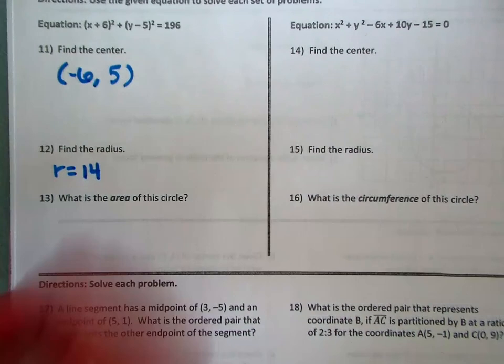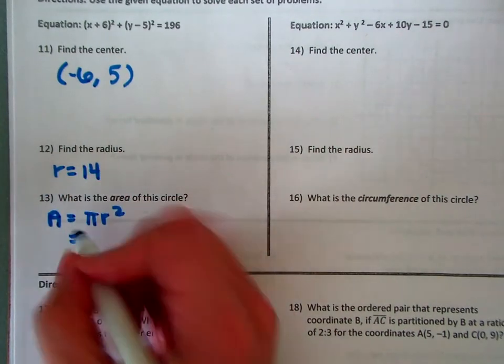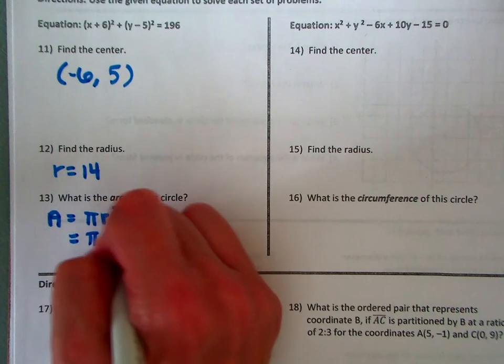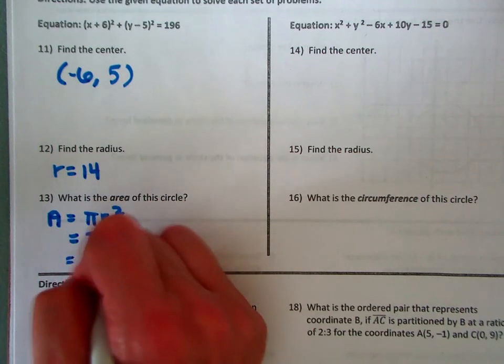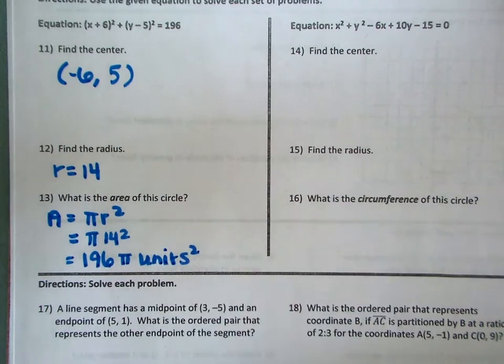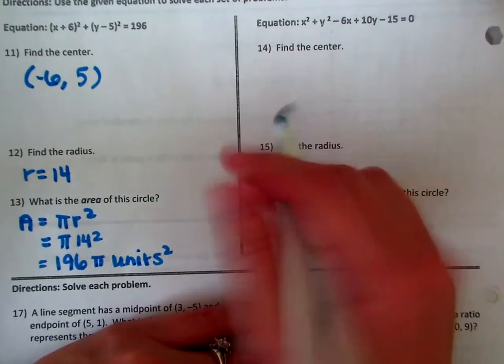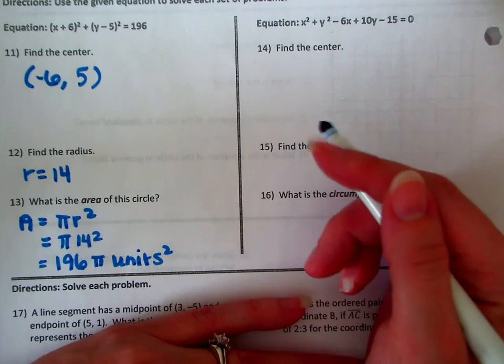So when it asks for the area of the circle, area is going to be pi r squared. So we plug in that new r that we just found, so pi 14 squared, which gives me 196 pi units squared. So on number 14, when it says find the center, that's not exactly in the right form. We want to put it in standard form.